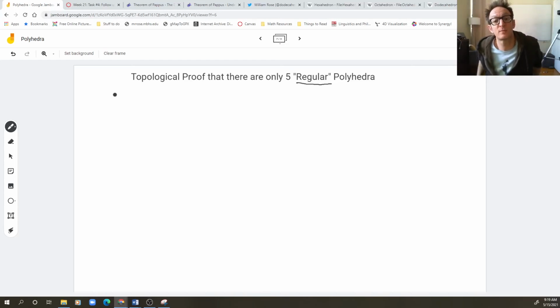In other words, have the same number of sides. So, for example, you are going to build your polyhedron entirely of triangles, or entirely of squares, or entirely of pentagons. That's one property that I demand.